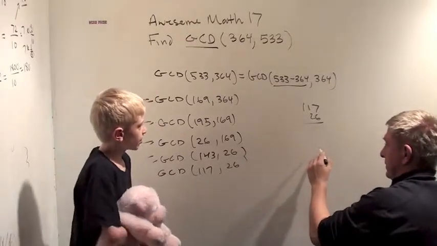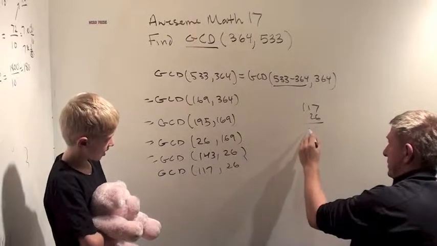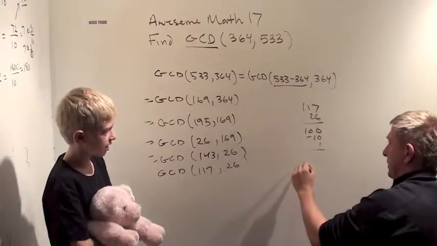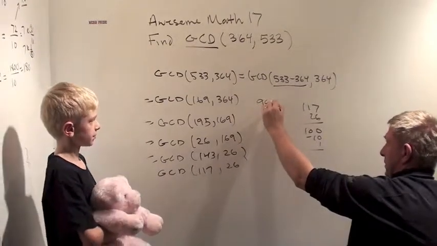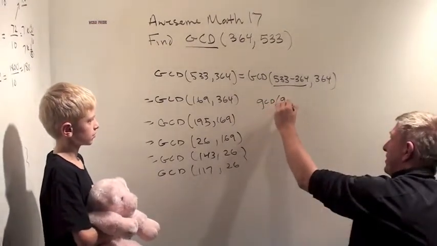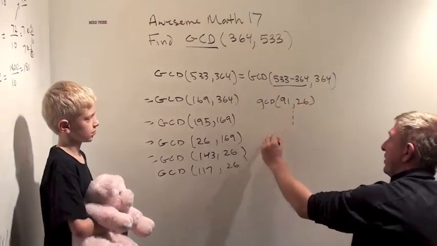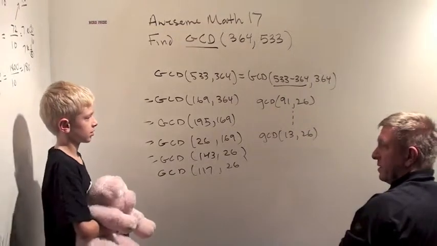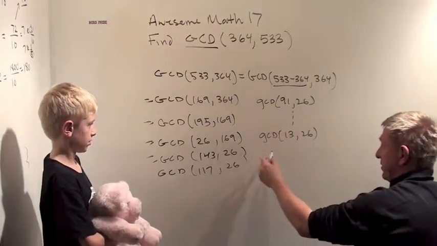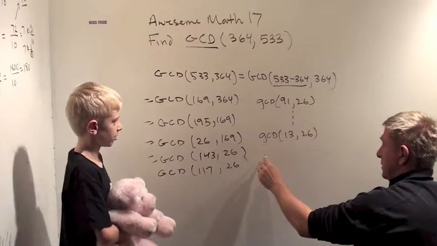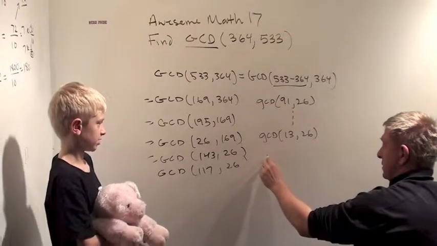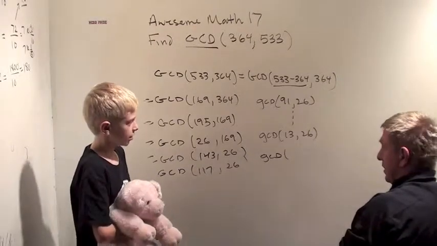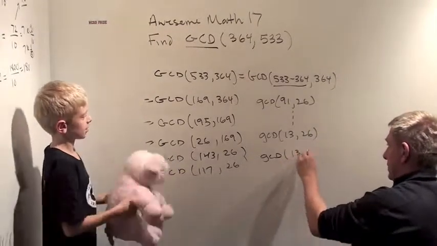A lot of subtractions now. Yep. So, it's 100 minus 10 and then 1, so 91. And I'm going to save us a little time here. This is going to go down to be the greatest common divisor of 13 and 26, eventually. In fact, after about 3 more of those. So then it'll be 26 minus 13. So then it'll be 13 and 13.